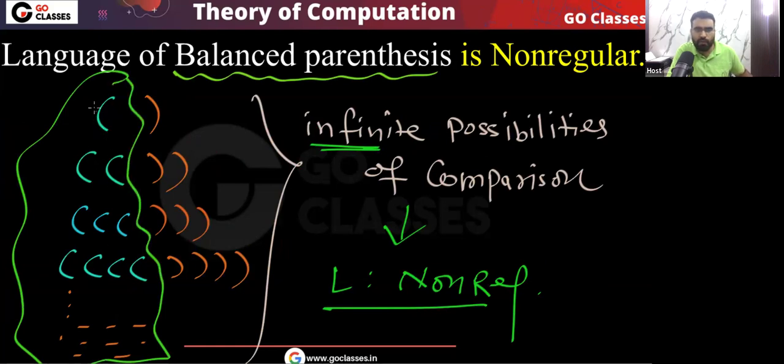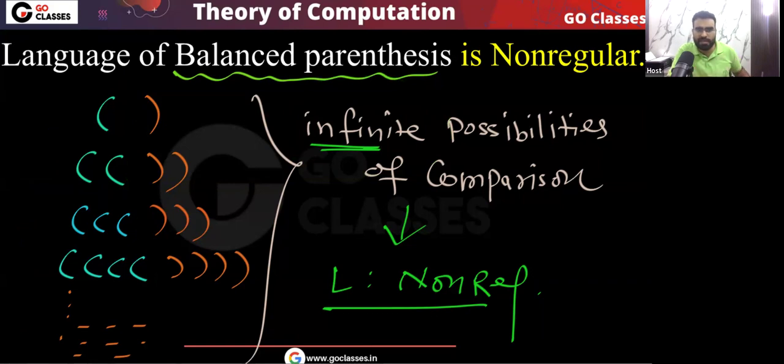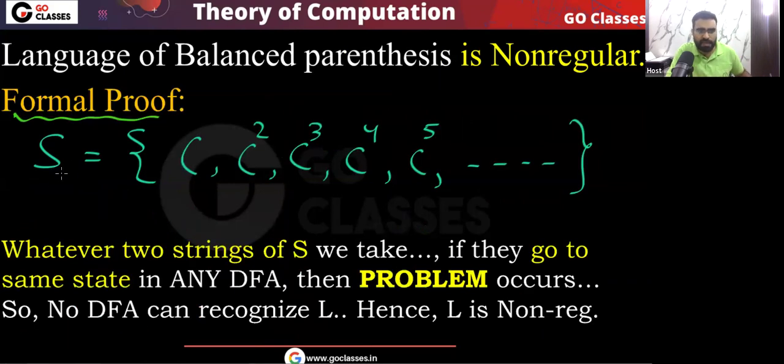Is this clear? If you assume this language is regular, if you assume this language has a DFA, then what will your DFA do on these strings? These are infinite possibilities. So you take this set, and you can easily see this is an infinite set of strings. Correct? Agree?